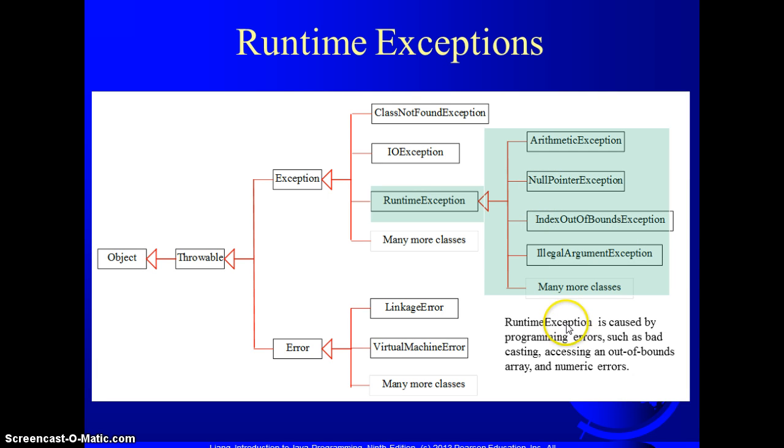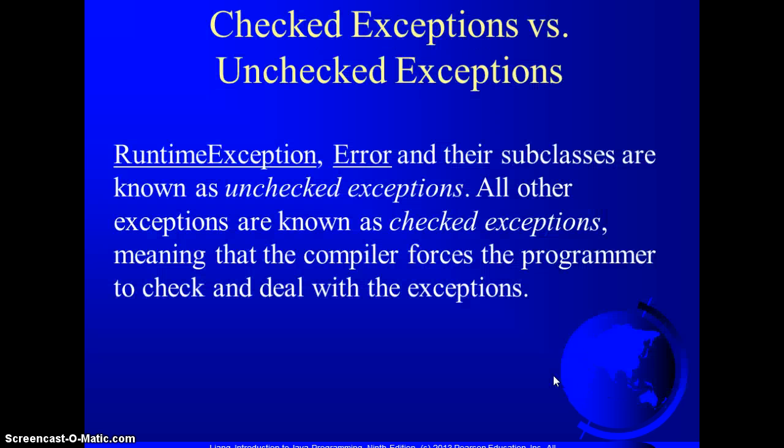But for your program, you can handle it when there's an error. So RuntimeException is caused by programming errors such as bad casting. So that's another example, casting type, right? Accessing out of bounds arrays, and numeric errors. We talk about those.